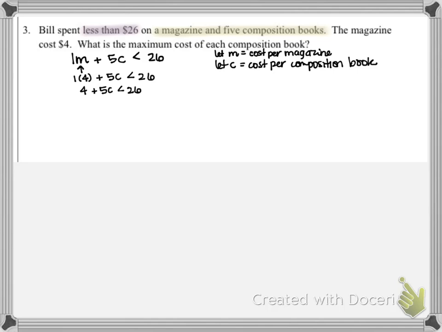Okay, so I'm trying to figure out what the composition books are. Maximum cost of each composition book. So we're trying to solve for C. That's really what we're looking for. Knowing that you have prior knowledge of being able to solve these, in the 9.1.1 video I talked about that the only time I have to be really careful is if I'm multiplying or dividing both sides of the inequality by a negative number. So I'm just going to go ahead and solve this the way that it is now, being super careful about the multiplication and division portion. So I'm going to move my 4 to the other side.